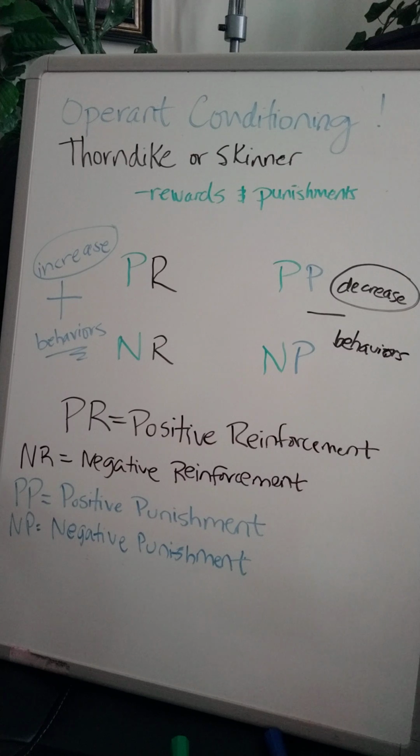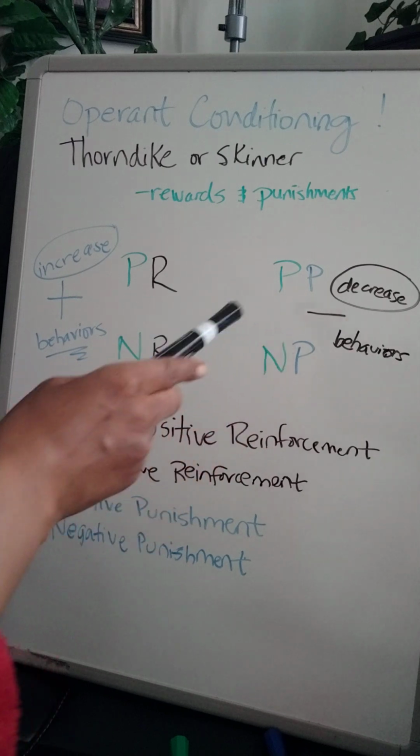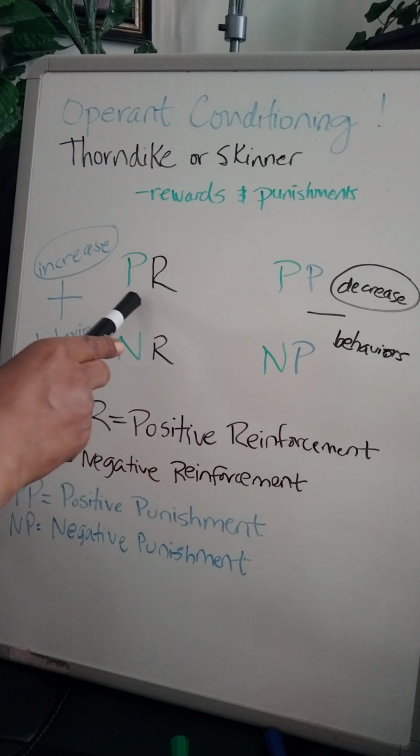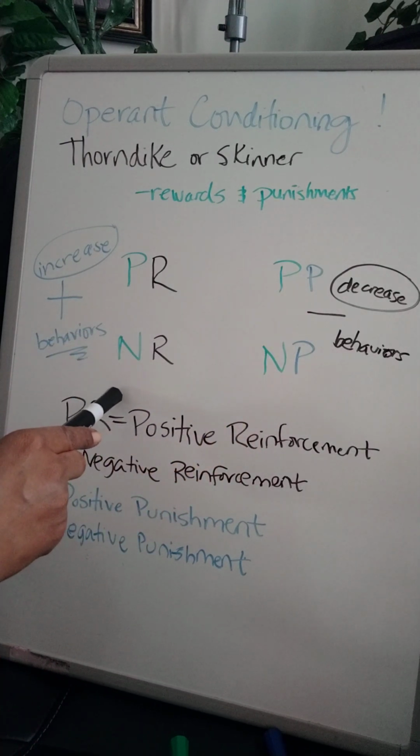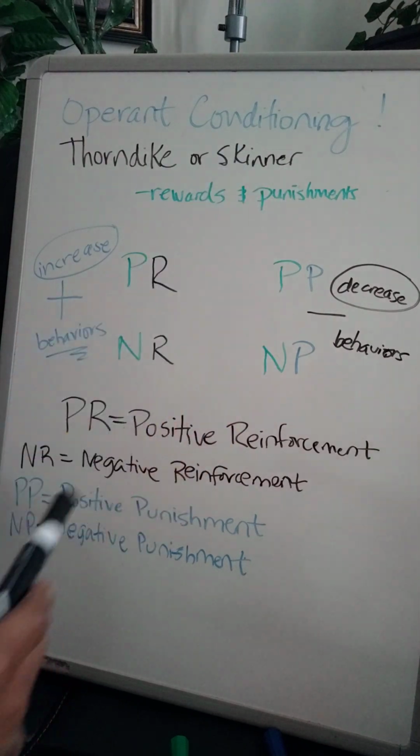That's how that worked. So I was able to use operant conditioning to train little Mikey on how to behave. So I was able to increase his behaviors and decrease his behaviors. How? With positive reinforcement, negative reinforcement, with positive punishment and negative punishment.